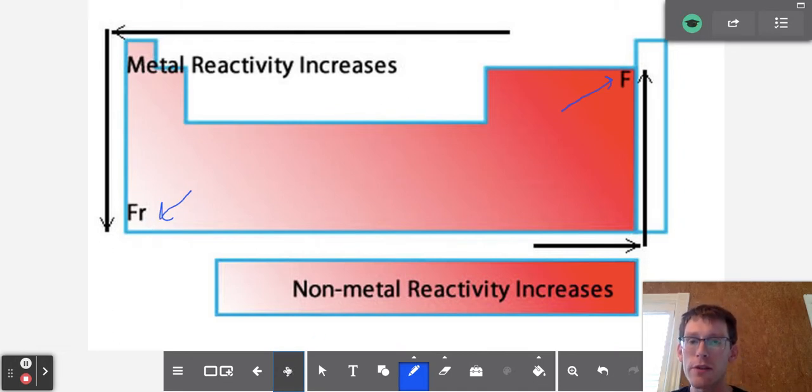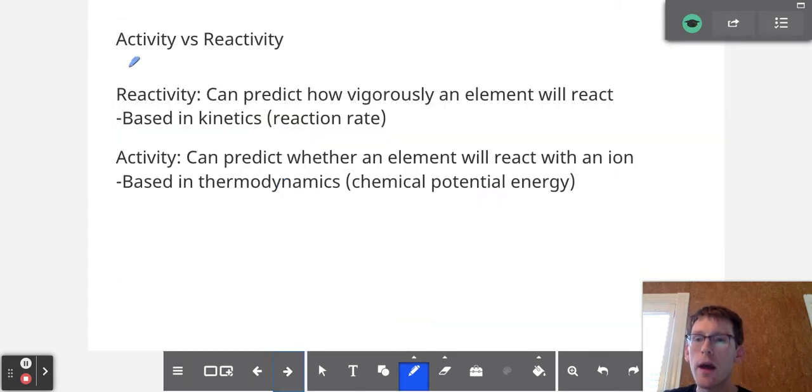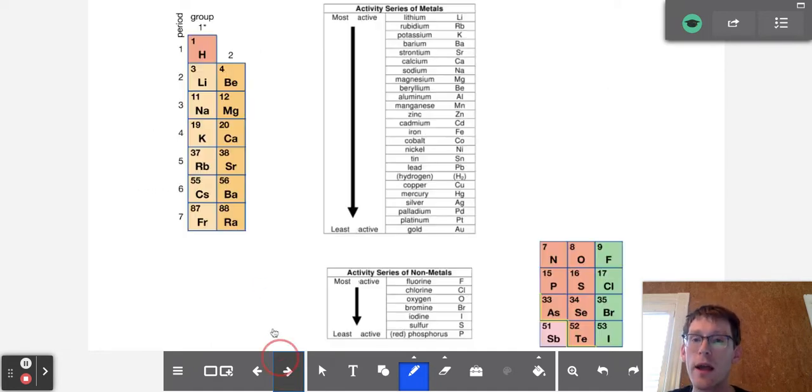We could relate those to the fact that francium has a very low ionization energy and that fluorine has a very high electronegativity. And all this is true. But I do want to point out that there's a little bit of a difference between activity and reactivity. Reactivity will tell you more about how vigorous a reaction will be. It's based on kinetics and the rate of reaction. Activity is more something that can be used to predict whether an element will react with an ion, and that's based on thermodynamics, basically what is more stable.